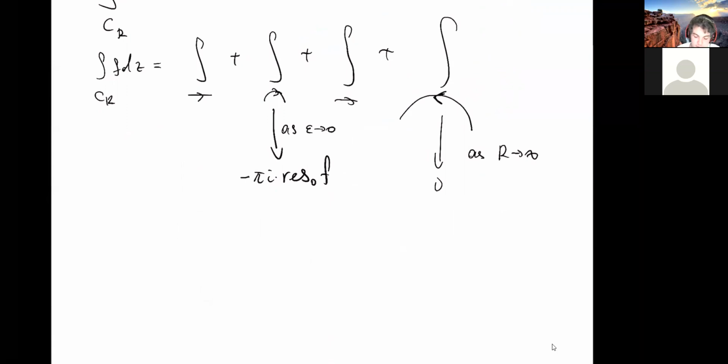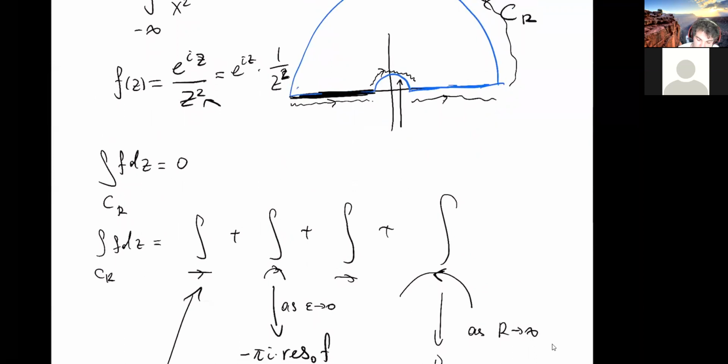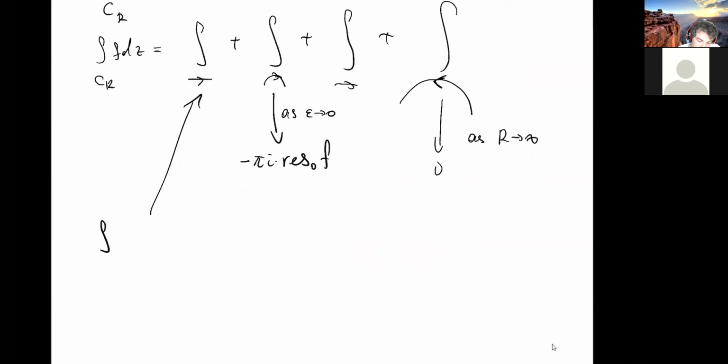All right, so this goes to minus pi i times the residue at 0. And what is this? So let's look at this part of the path. So this is minus r here, this is minus epsilon here. And this part of the path is on the real axis. So on this part of the path, z is real. And so this part of the path is the integral from minus r to minus epsilon of e to the ix divided by x squared dx. And this similarly is the integral from epsilon to r of e to the ix over x squared dx.